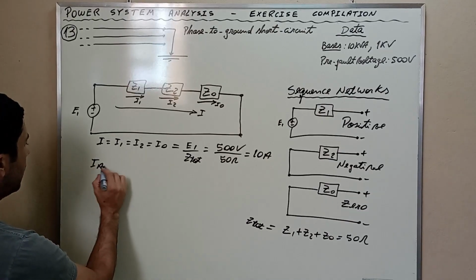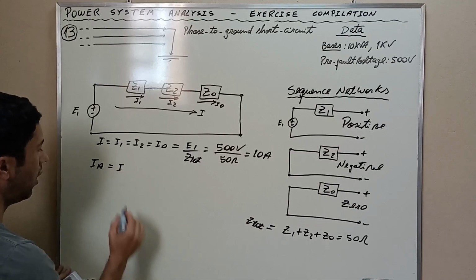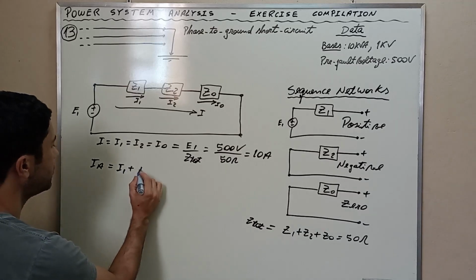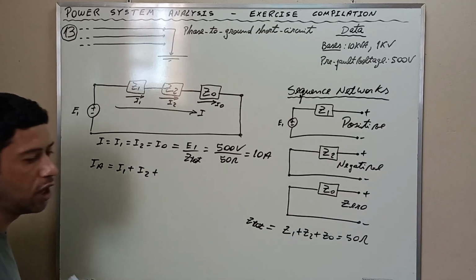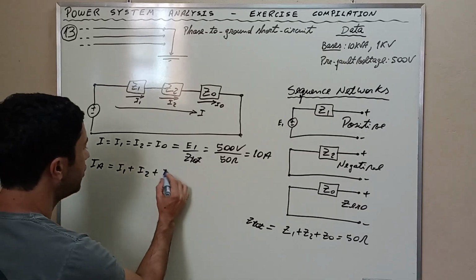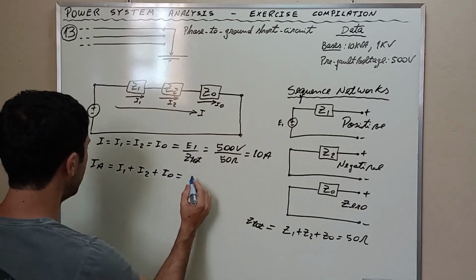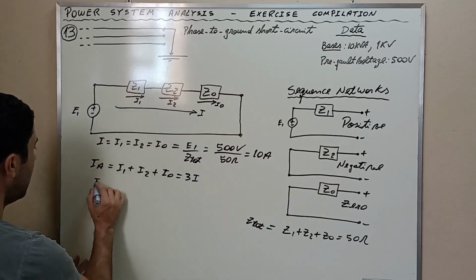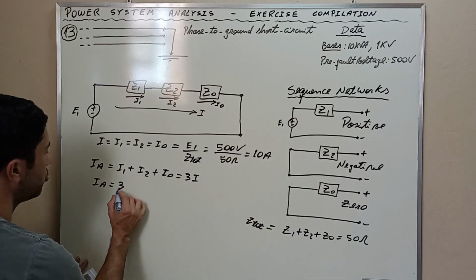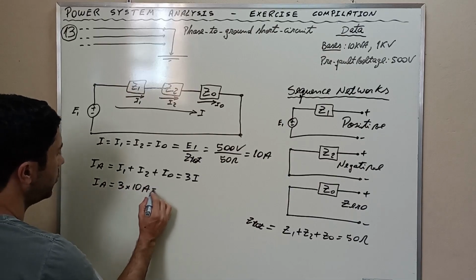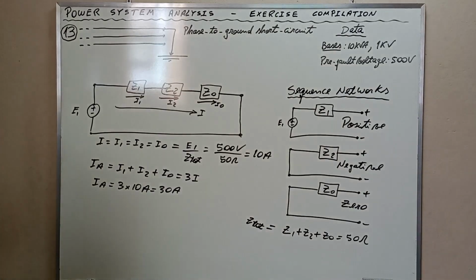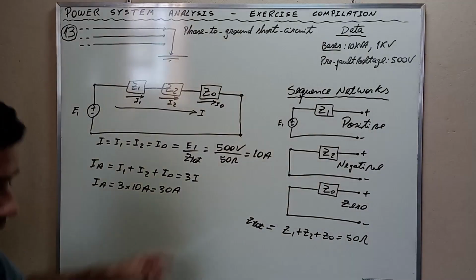IA is equal to the symmetrical component of positive sequence plus the symmetrical component of negative sequence plus the symmetrical component of zero sequence, and this is equal to, as they are equal, 3 times I. Then the current along the cable is going to be equal to 3 times 10 amps, which is 30 amps. Alright? This is the current along the cable at the time of the short circuit, 30 amps.